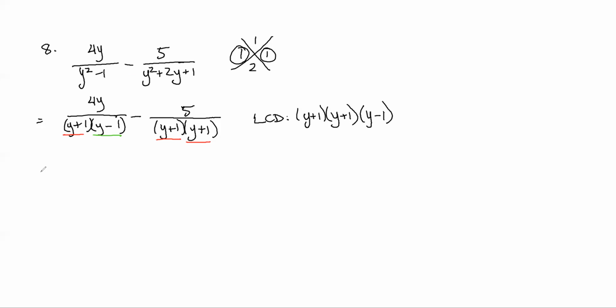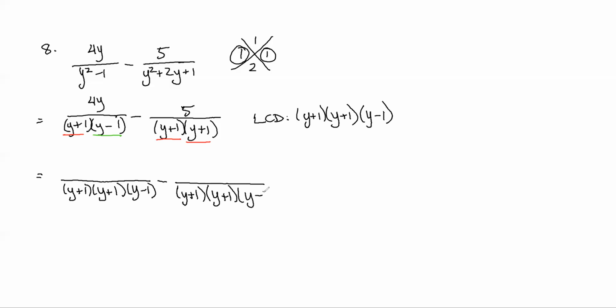Now let's go ahead and change both of these fractions. So we have y plus 1 times y plus 1 times y minus 1 minus, same thing over here, y plus 1, y plus 1, y minus 1. So we're just writing down our new denominators so that we can figure out what we have to multiply our old denominators by.